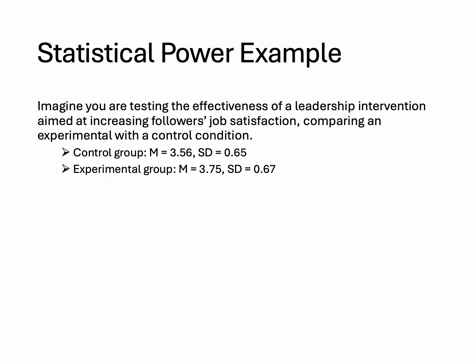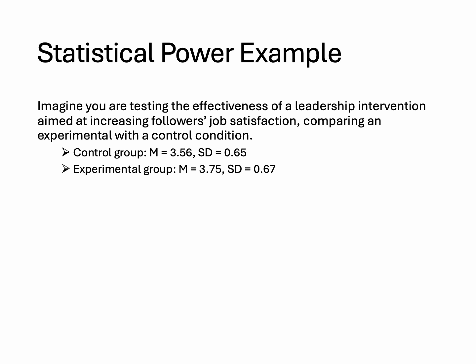Let's illustrate statistical power with an example. So imagine we have the situation that we want to test the effectiveness of a leadership intervention aimed at increasing followers' job satisfaction, comparing an experimental with a control condition. So we have an experimental condition where leaders get a training, and the idea is that this training then ultimately increases followers' job satisfaction. Whereas in the control condition, the leaders get some sort of fake treatment, but not actually a leadership training. We then find the following means.